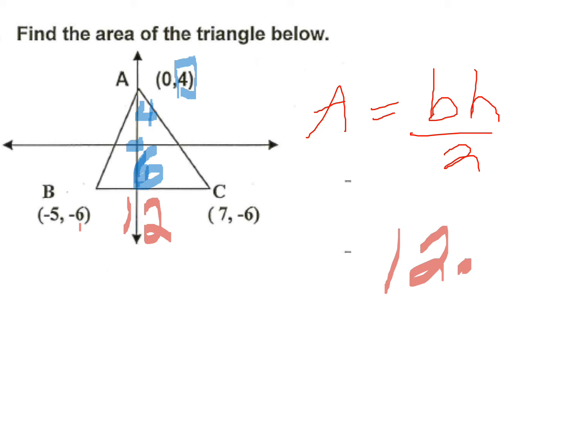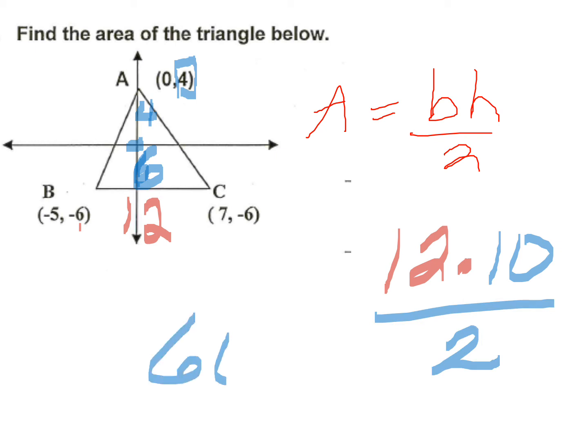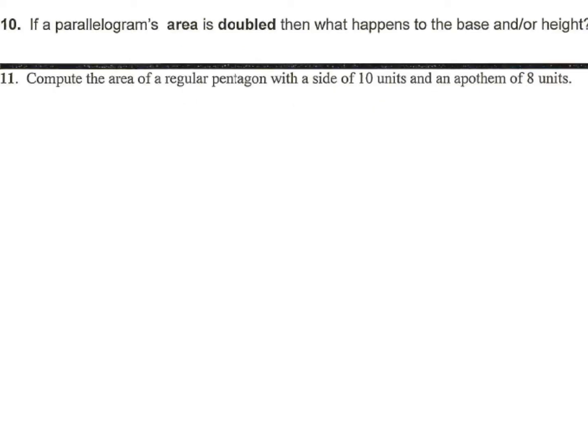So my total height is now 10. It went up 4, down 6, but that's 10 spaces altogether. Put it all over 2, and you end up with 60. The area, base times height divided by 2. 60 square units. Alright.